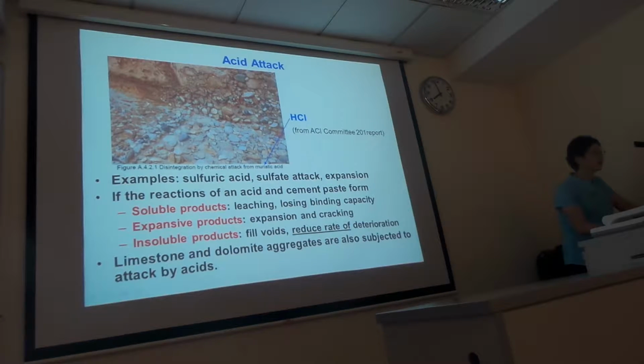So this is the graph here. It's actually concrete affected by hydrochloric acid. You can see that the surface cement paste is all gone. So what you see is the coarse aggregate exposed.